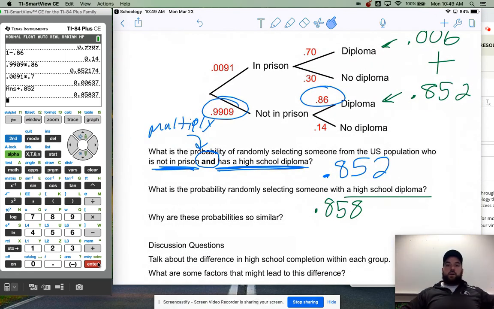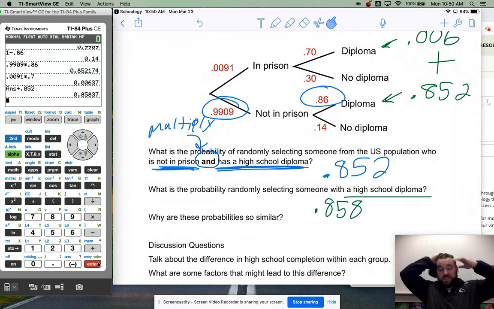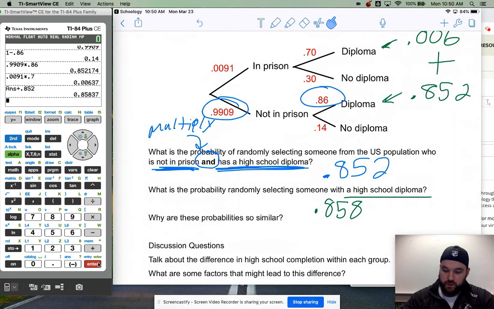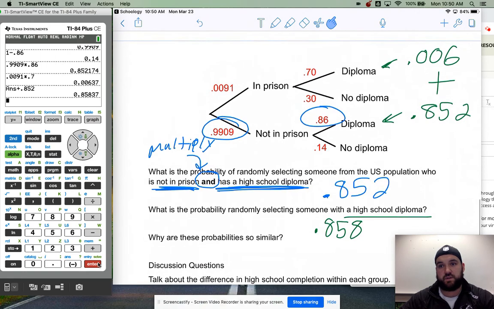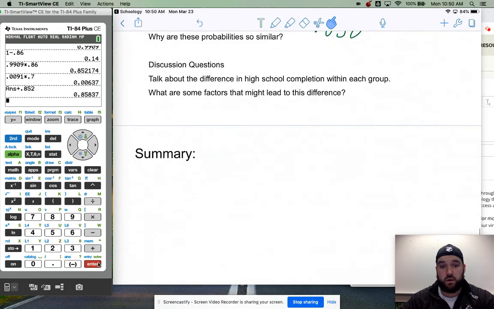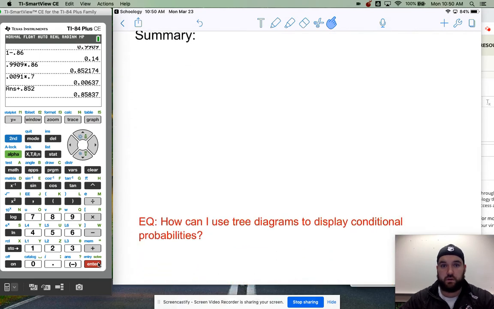And then the follow-up question, and what we would discuss if we were in class, and maybe we'll have an online discussion, is why are those two numbers so similar? Why is the probability of someone being not in prison with a high school diploma so close to just the probability that you pick someone that has their high school diploma? I'm not going to answer that because there's lots of different ways to interpret this information, and it's pretty heavy stuff. So we'll leave that alone for now, and hopefully we can get to it either in the building or online.